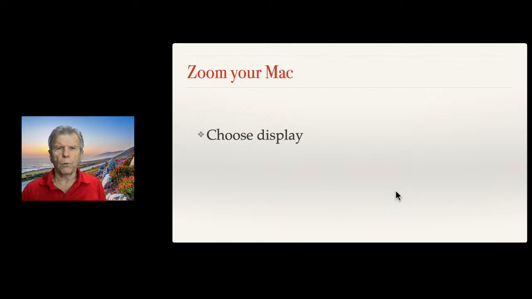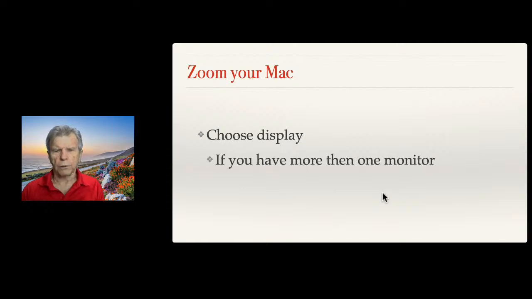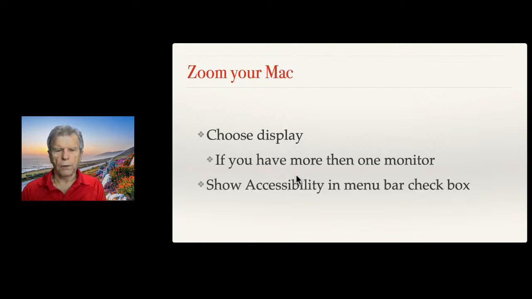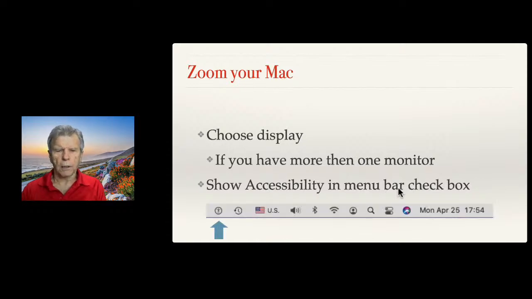Now, if you have more than one display, you can choose which display the zoom function works on. It doesn't work on both displays at the same time. And you can also show that accessibility icon inside System Preferences right in your menu bar. So you can skip some steps to get to it, to turn it on and off, and that's what it looks like. There on the left-hand side, the little outstretched armed character. So that way you can turn it on and off just by going to your menu bar at the top of your screen.